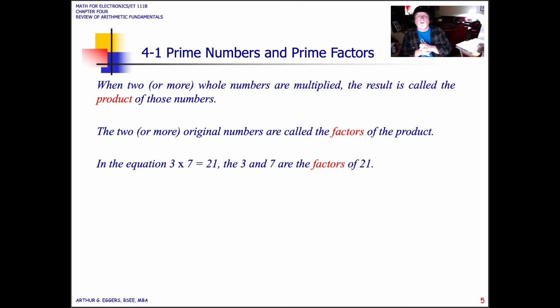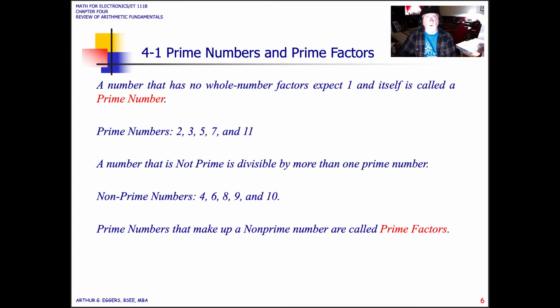When two or more whole numbers are multiplied together, the result is called the product of those numbers. So whenever we multiply, we get a product. Whenever we divide, we get a quotient. Whenever we add, we get a sum. Whenever we subtract, we get a difference. So get used to hearing these terms. The original numbers are called the factors of the product, okay? If we look at the example, 3 times 7 is 21. 3 and 7 are the original numbers. They are prime, and they are factors of 21.